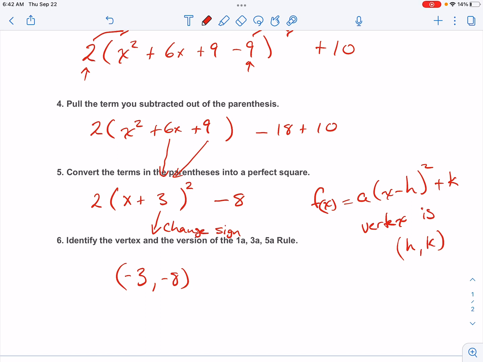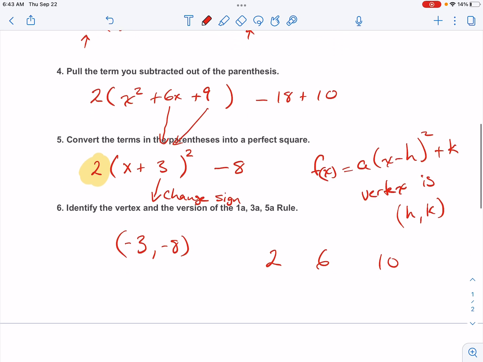Okay, the 1a, 3a, 5a rule tells you how much you're going up each time to find more dots to graph your parabola. So this one, because there's a 2 in front, this becomes 1 times 2, which is 2, 3 times 2, 6, 5 times 2, 10. That means you go over 1 up 2, over 1 up 6, over 1 up 10 to find more points when you graph. So the rule will be the 2, 6, 10 rule to graph this one with the vertex at (-3, -8).